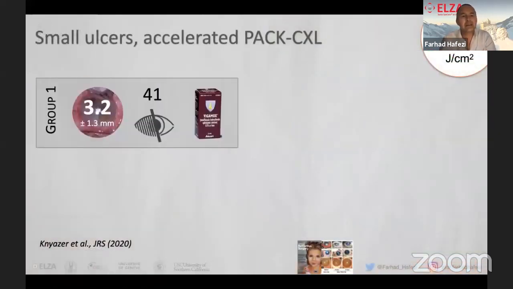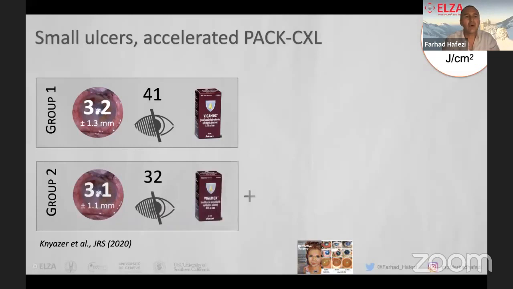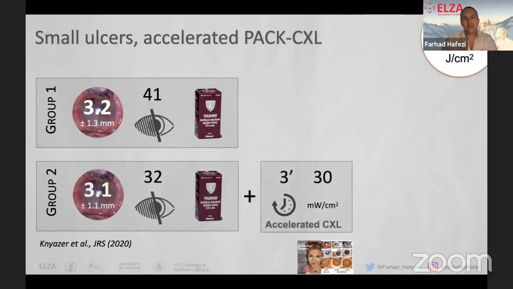So this is a study that has just been published in the JRS with our friend Boris Kneiser. This was Elsa and Boris University in collaboration. And what we did, we compared 2 groups. We looked at antibiotics and antifungal only in 41 eyes. Small ulcers, well, not so small, but 3.2 in average. And we compared to almost same size with accelerated. You see, this is not Dresden, this is 10 times faster. 3 minutes with 30 milliwatts.